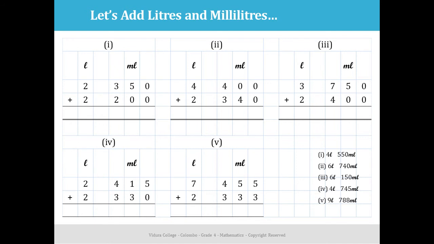Answer for the first sum: 4 liters and 550 milliliters. Second sum: 6 liters and 740 milliliters. Third one: 6 liters and 150 milliliters. Fourth one: 4 liters and 745 milliliters. Fifth one: 9 liters and 788 milliliters.